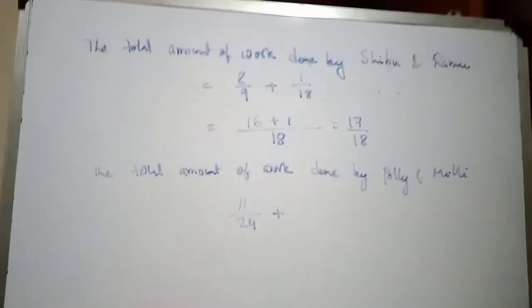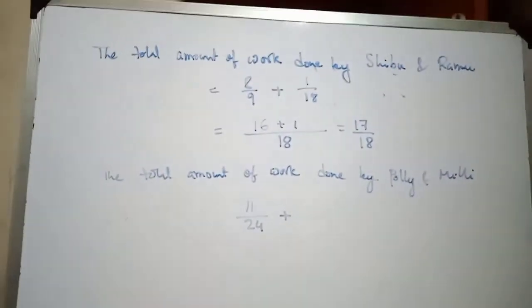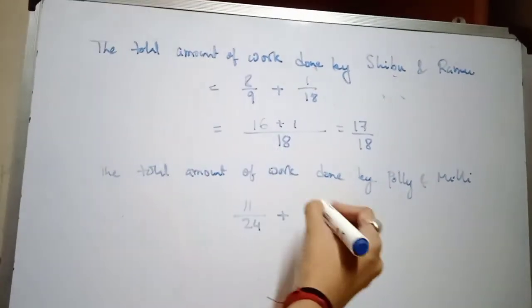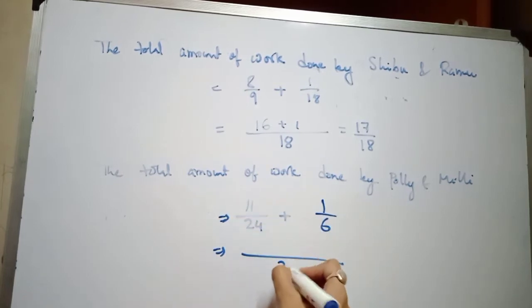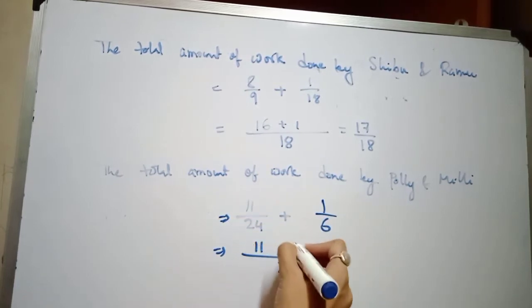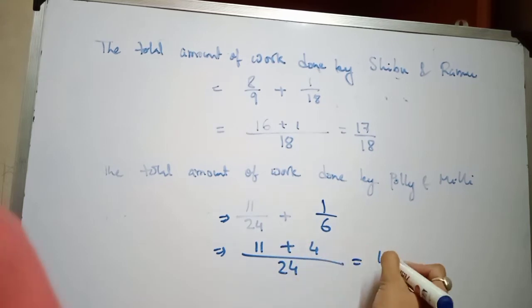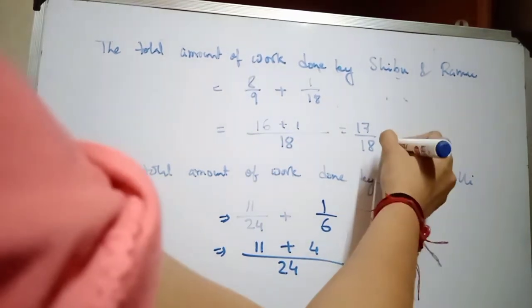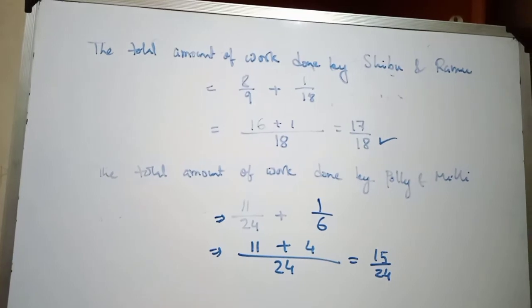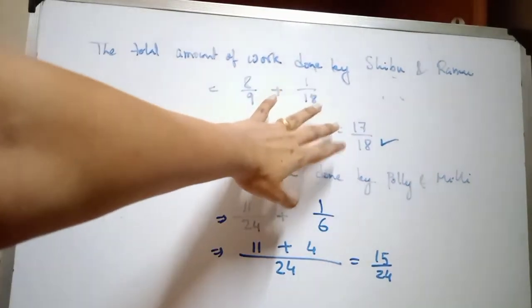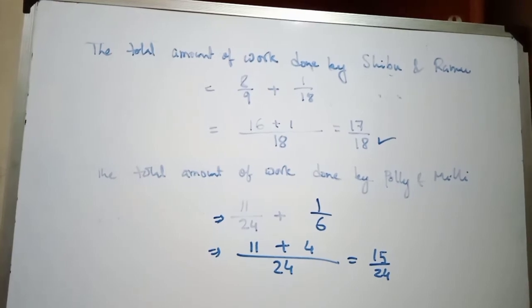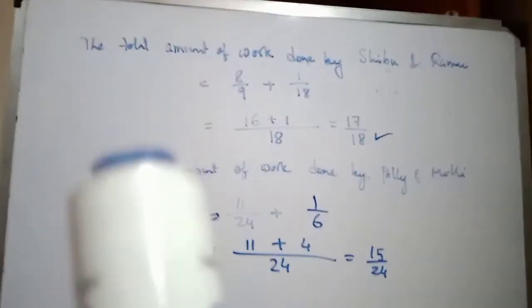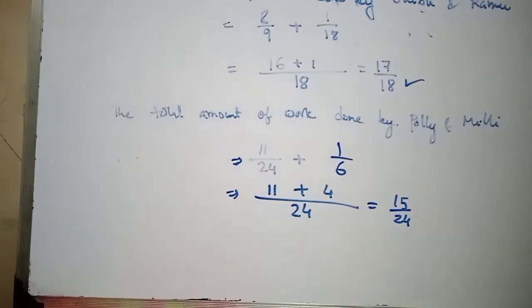Okay, wait a minute. I think now the board is clear to you. 1/6. Now here we will have the LCM as 24. This will be 11 and this will be 4. So 15 by 24. We can see this is already given that this part is greater than this. So how much more? We have to find the difference between these two fractions.